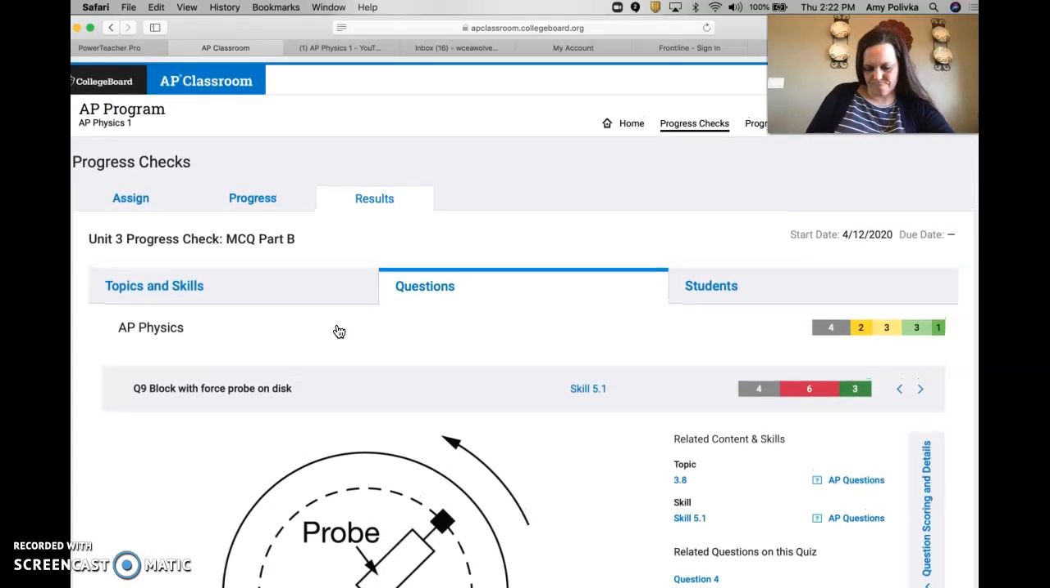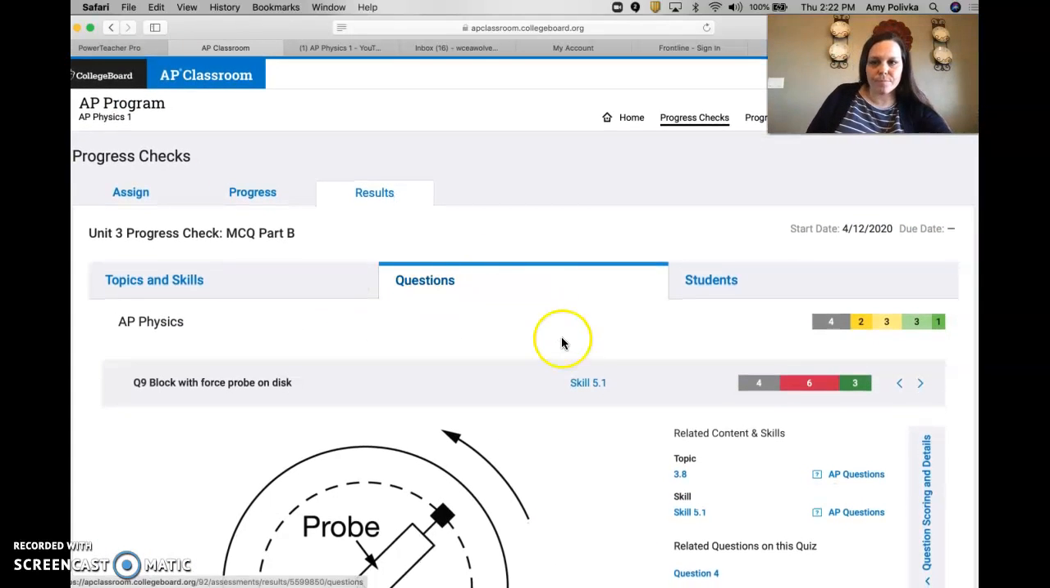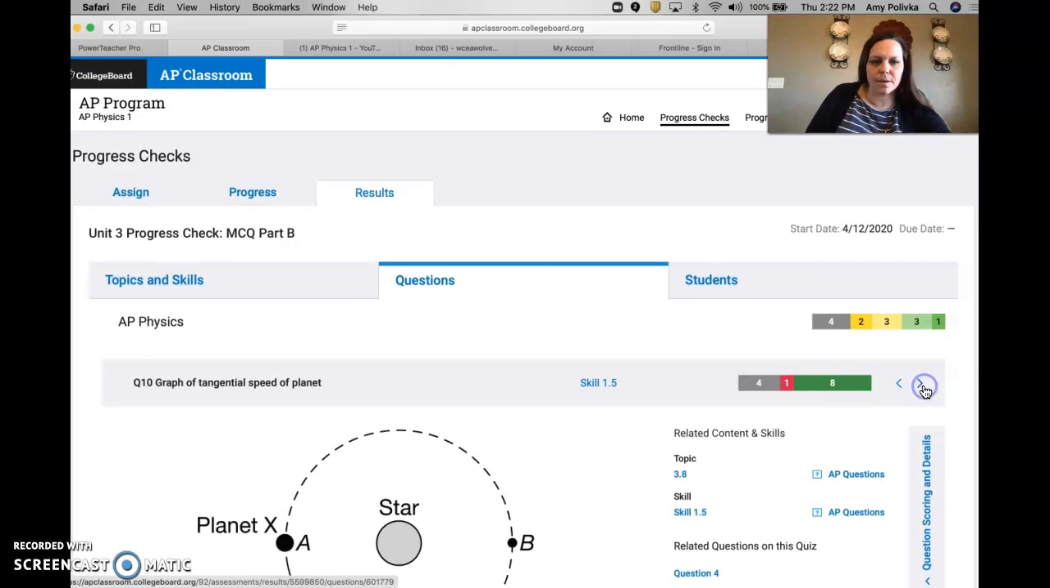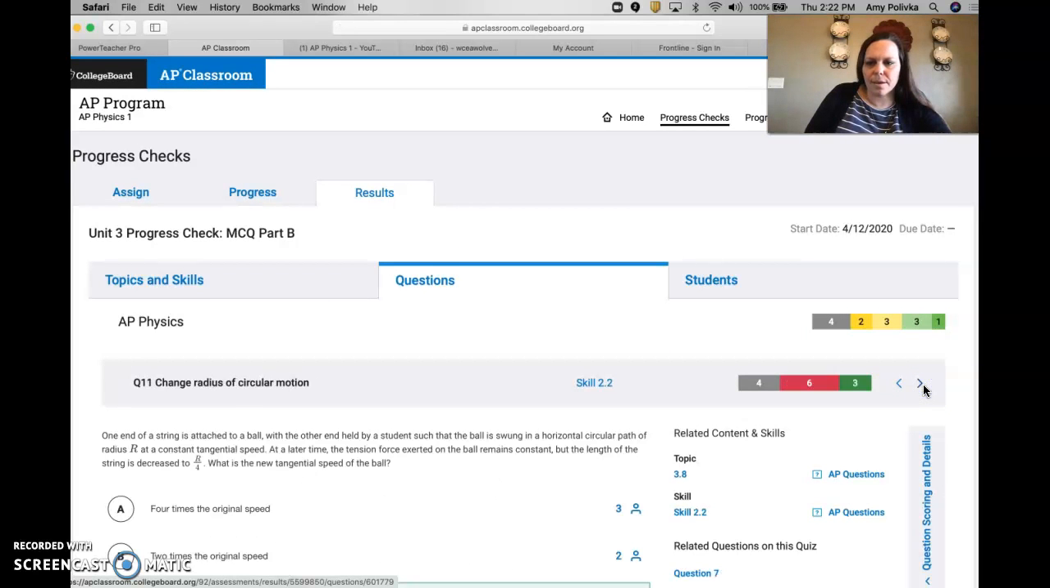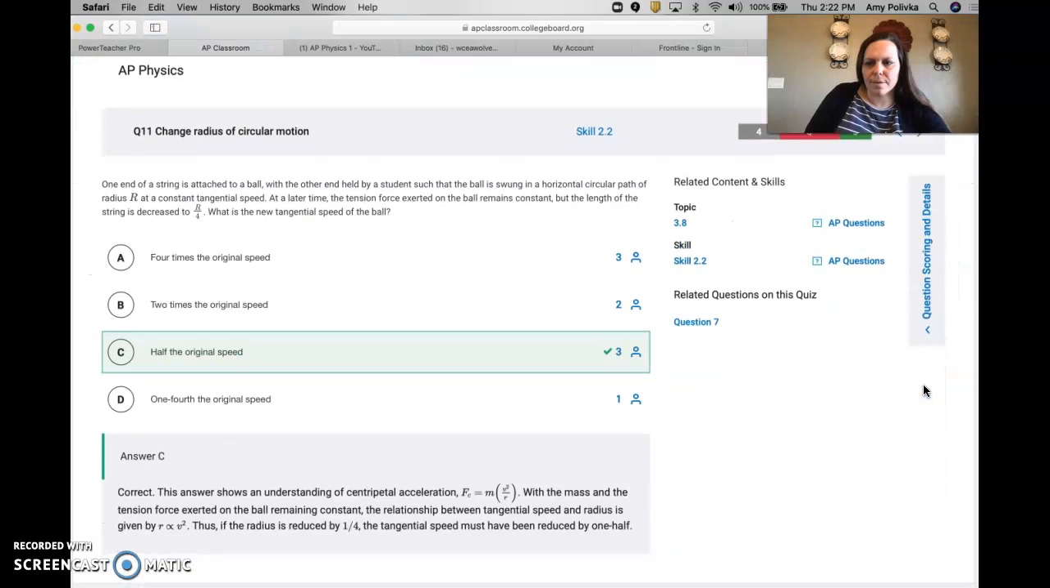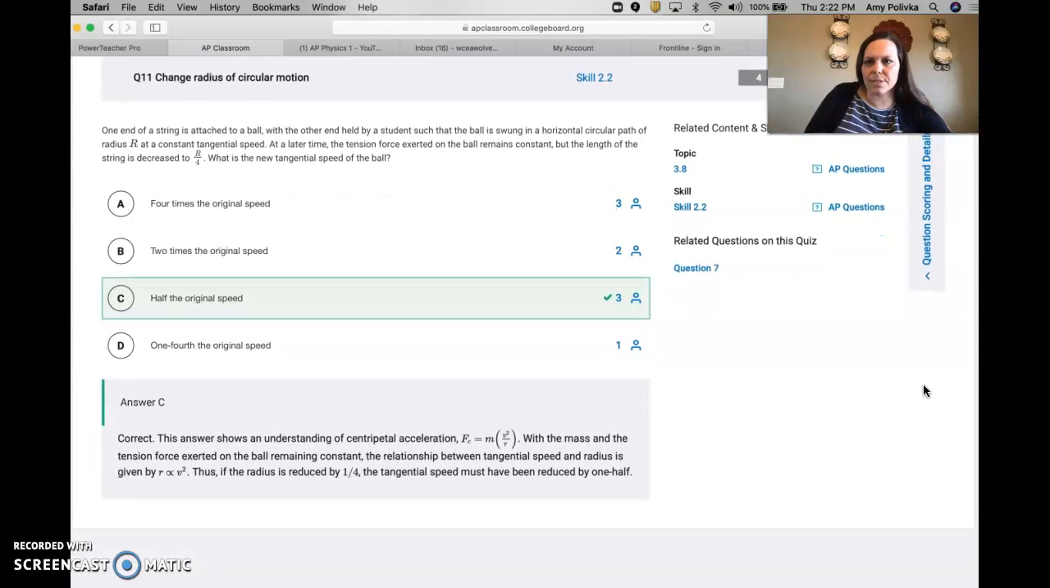Okay, number 11. Yep. Okay, this is kind of a similar question. Again, putting a ball at the end of the string, swinging it around your head.